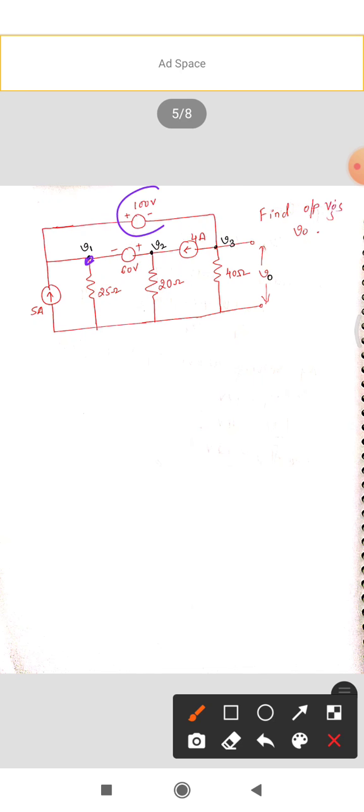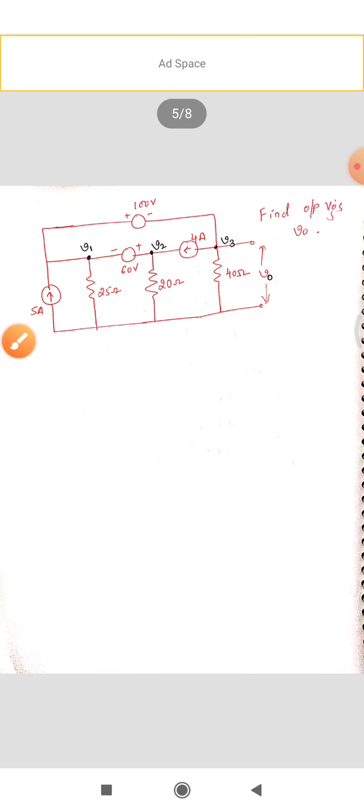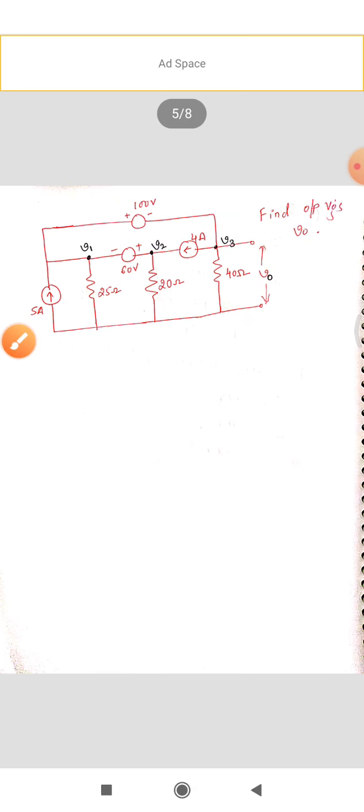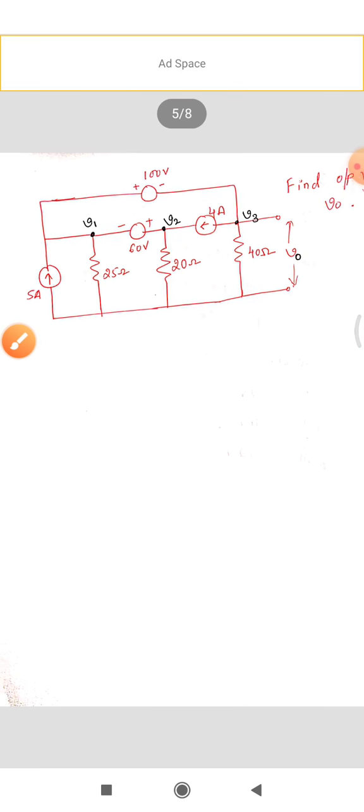First, there is a voltage source connected between V1 and V3. Then V1 and V3 are super nodes, and again a 60 volt voltage source is connected between V1 and V2. Therefore, V2 also becomes a super node. Therefore, all 3 are super nodes. So now we have to apply the super node for all 3 together.